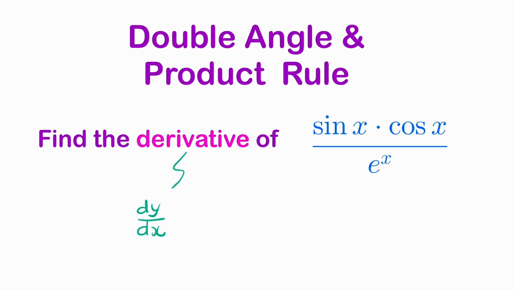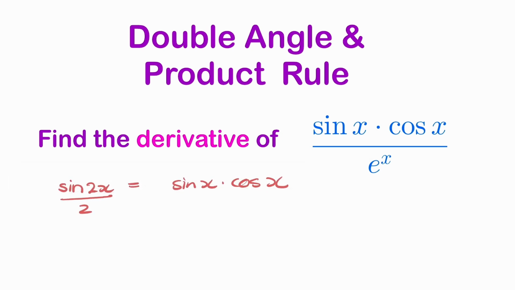the product rule. But the first thing is when you see this product, sine times cosine, you should immediately be thinking of the double angle formula. So remember that sine 2x equals 2 sine x times cosine x. So sine x cosine x is simply half sine 2x. And we can use that to simplify our expression.